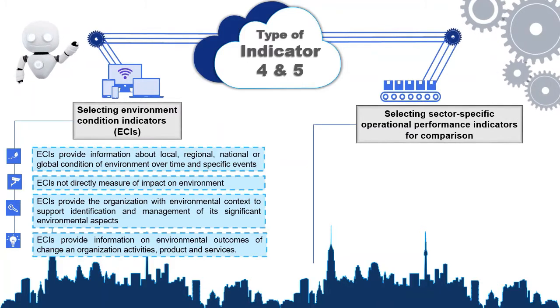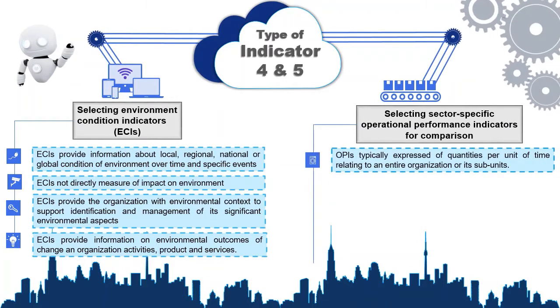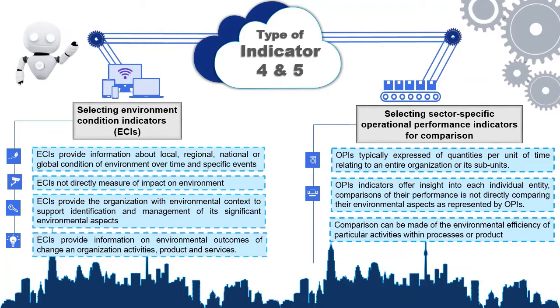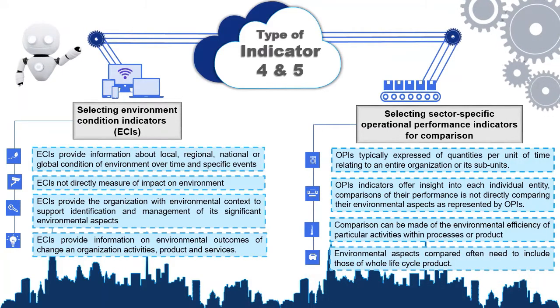5. Selecting sector-specific operational performance indicators for comparison. OPIs typically express quantities per unit of time relating to an entire organization or its subunits. OPI indicators offer insight into each individual entity. Comparison of their performance is not directly comparing their environmental aspects as represented by OPIs. Comparison can be made of the environmental efficiency of particular activities within processes or products. Environmental aspects compared often need to include those of the whole life cycle of products.